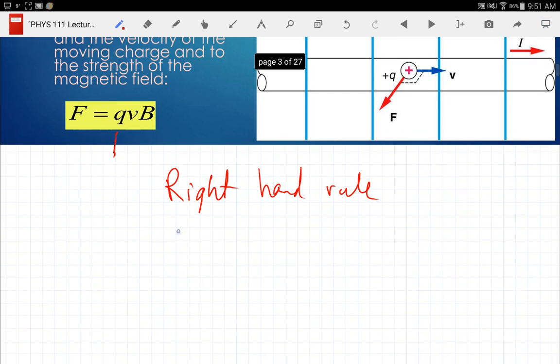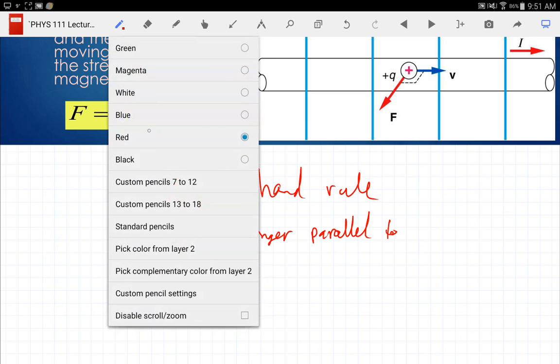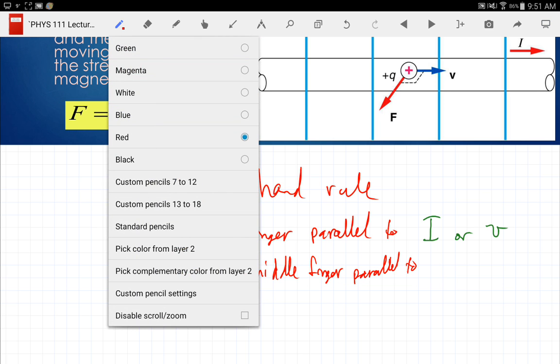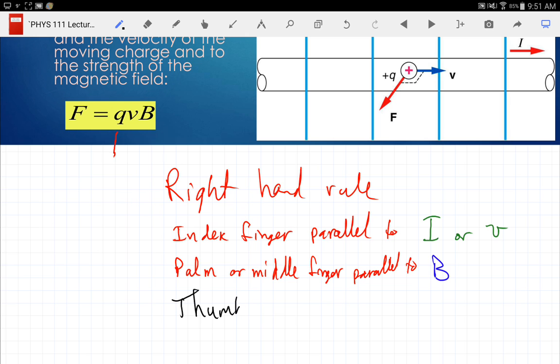So you take your right hand and you point your index finger parallel to the current or velocity. And then you point your palm or middle finger parallel to the magnetic field. And then your thumb points in the direction of force.